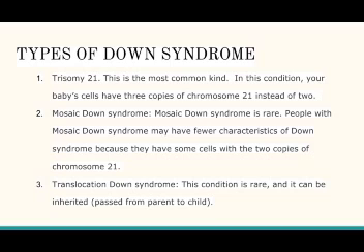With mosaic Down syndrome, it is very rare. People with mosaic Down syndrome may have fewer characteristics of Down syndrome because they have some cells with the 2 copies of the chromosome 21. Translocation Down syndrome, this condition is also very rare, and it can be inherited, passed from parent to child.